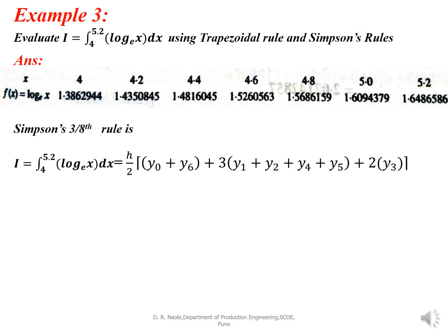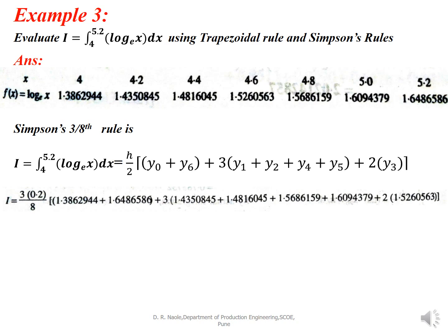Okay, now let's write the Simpson's 3/8 rule for this numerical. It is 3h by 8 [y0 plus y6 plus 3 into y1 plus y2, skipping y3, then y4 plus y5, and plus 2 into y3]. Inserting the values, you get the value as 1.82784705.